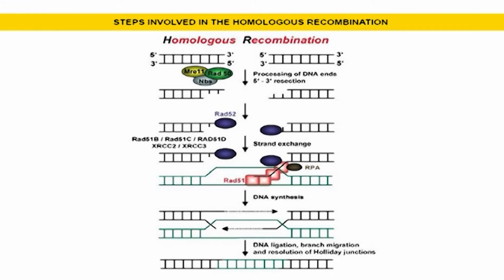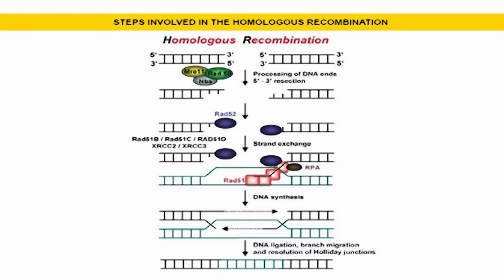Homologous recombination repairs DNA in the S and G2 phases of the cell cycle. This is when duplex DNA strands are more easily available and close to each other. Homologous recombination starts with resection of the double strand break in the 5' to 3' direction by the MRE11 RAD50 NBS1 complex, forming a 3' single stranded DNA fragment to which RAD52 binds. RAD52 interacts with RAD51, provoking a DNA strand exchange with an undamaged homologous DNA molecule.